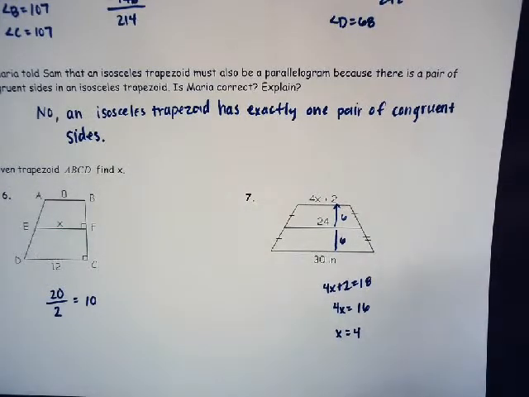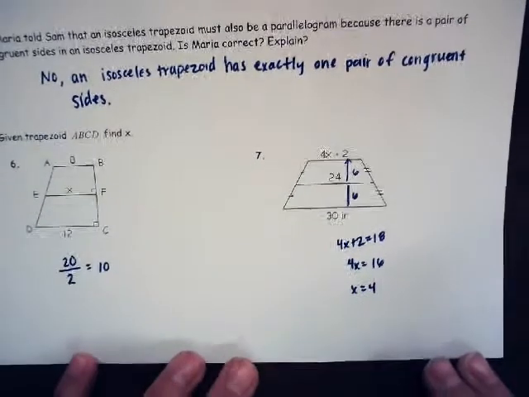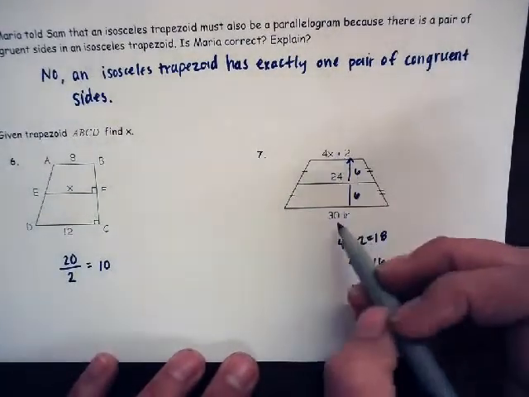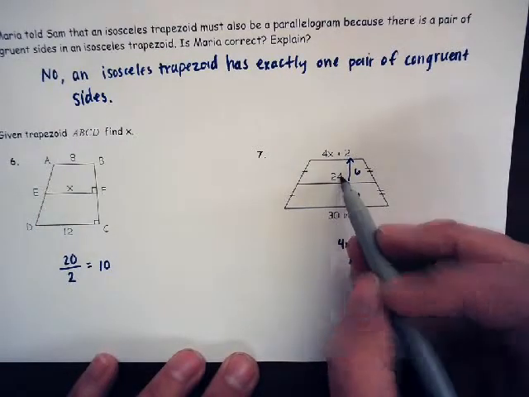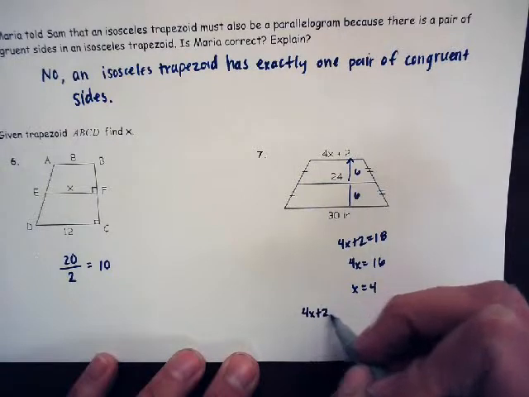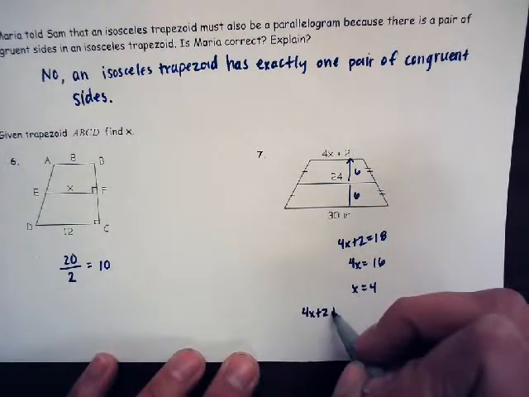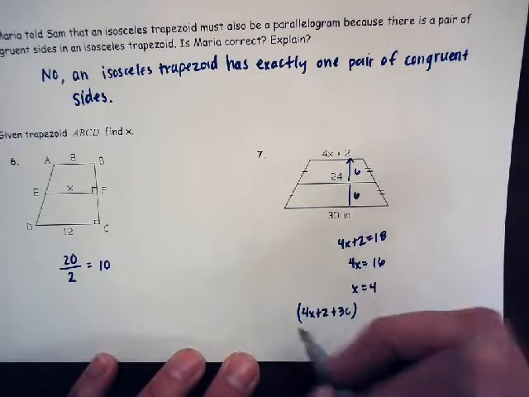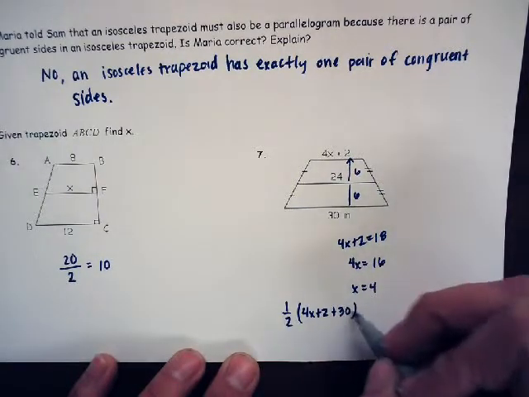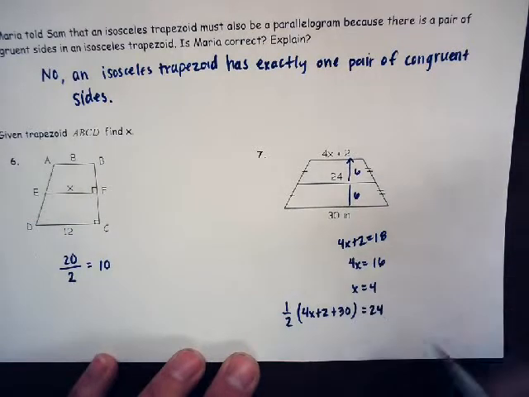Now, that's not the only way to solve this problem. It's just one of the quickest ways to notice. One that gets a little bit hairier is to say, well, I know I have to take the average of the bases, and it has to equal 24. So I can say 4x plus 2 plus 30, and then I'm going to divide that answer by 2, or I can take 1/2 of it. Same thing. That has to equal 24.